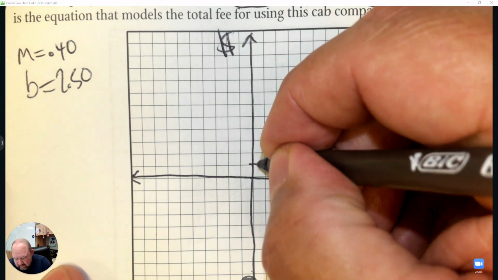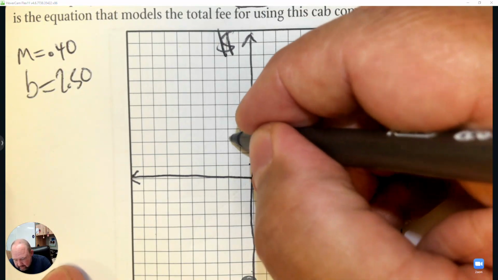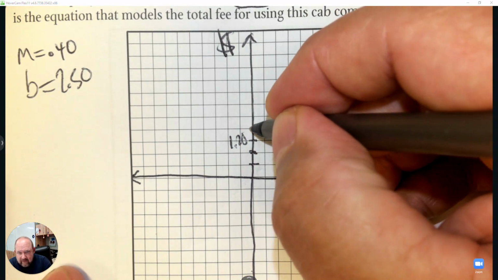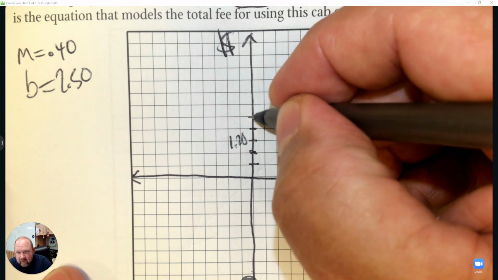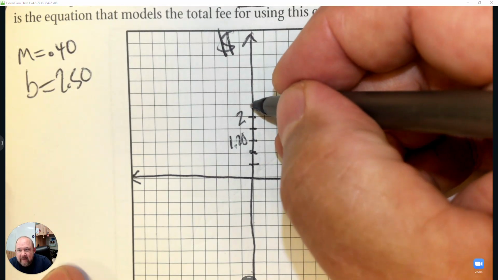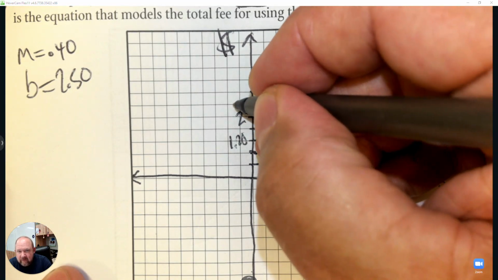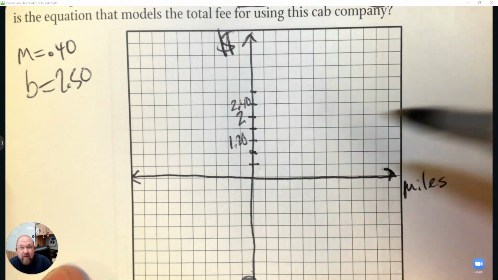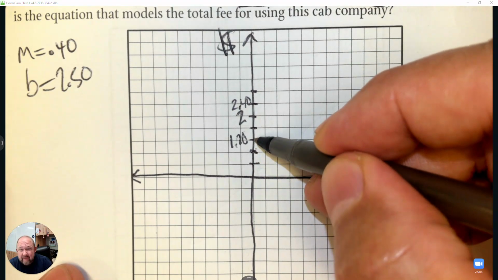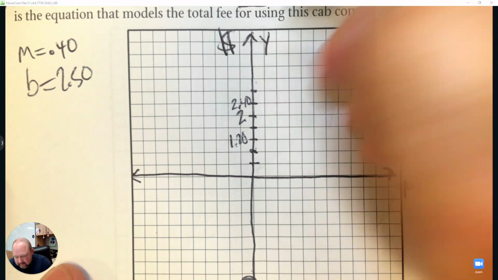So we have 40 cents, 80 cents, $1.20, maybe I'll label $1.20, $1.60, $2, again I'm counting by 40 cents, and then $2.40. So this is going to be right here, $2.40. So I'm counting by 40 cents. So 40 cents, 80 cents, $1.20, $1.60, 2, and so on. I'm trying to make the axes make sense for me.